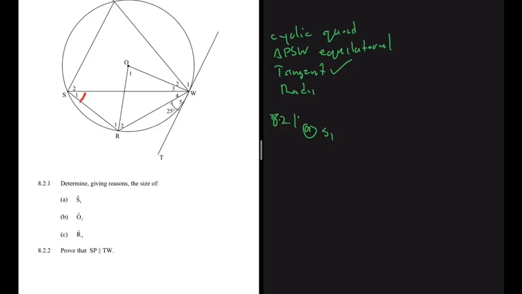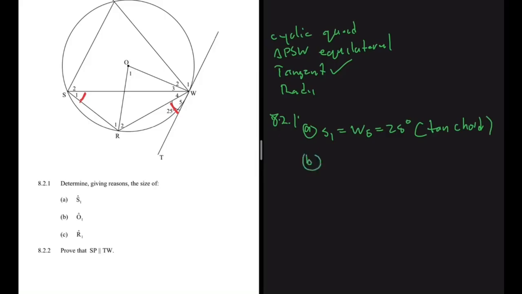And this is how we are going to determine S1. Look at W5. W5 is between TW and RW. And then at the same time, RW subtends S1. So S1 will be equal to W5. It will be equal to 25 degrees. And why are we saying so? Tan chord theorem.